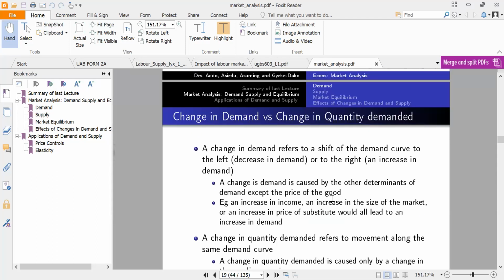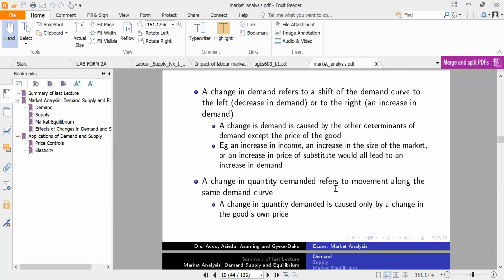A change in quantity demanded, however, is driven by changes in the good's own price. It's caused by a change in the price of the good. If the price of the good changes, then we call it a change in quantity demanded. So a change in quantity demanded refers to movement along the same demand curve. When you are looking at quantity demanded, the graph where I used the bubbles to generate the graph, if you remember, the movement along the demand curve is a change in quantity.